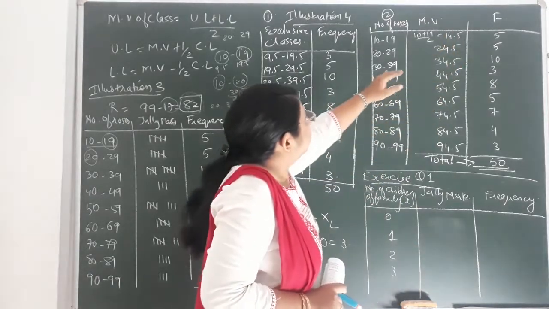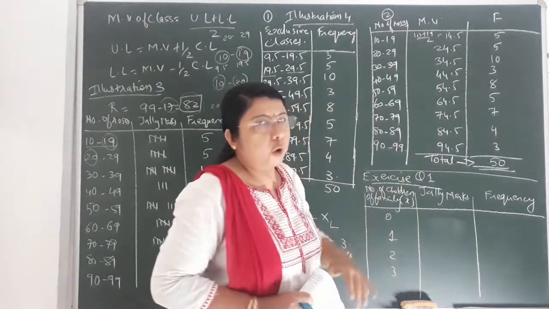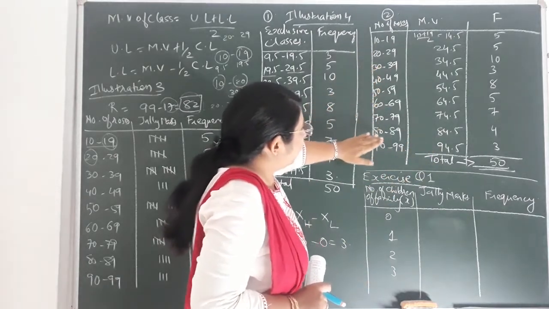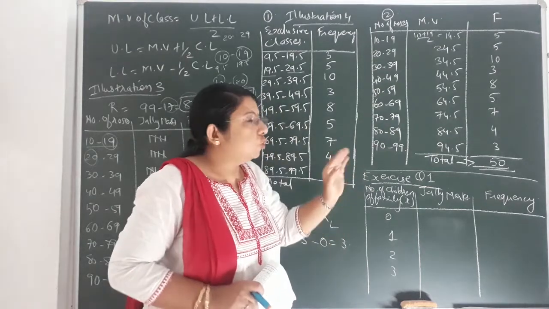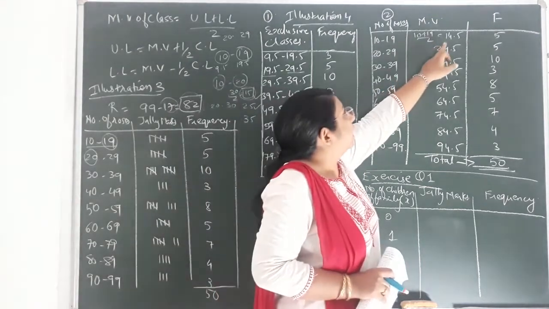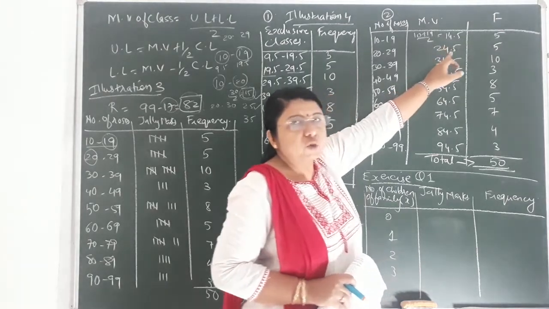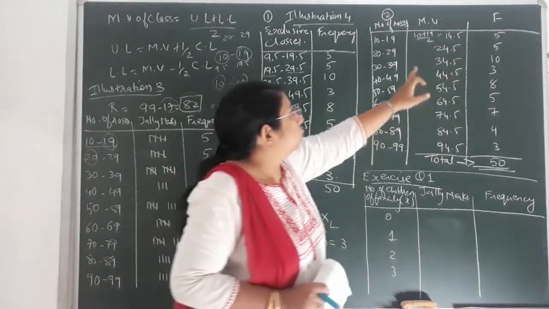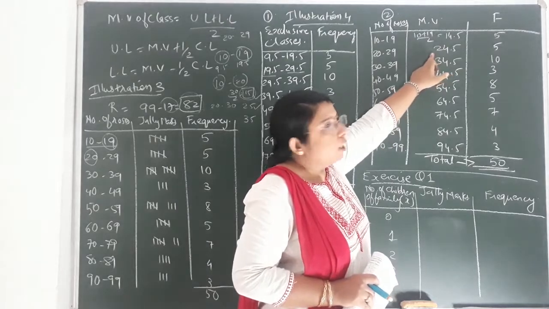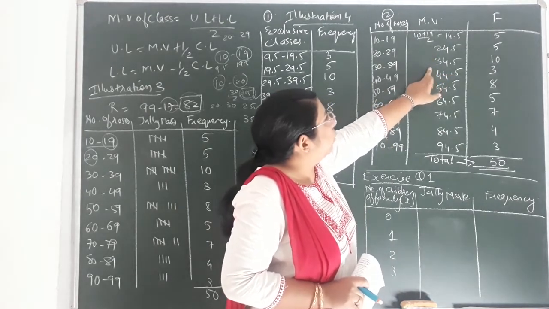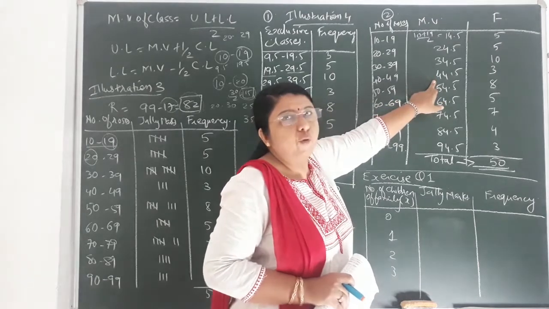Okay, now each and every time I have not applied the formula, because you can see the class length is equal amongst all the classes. So I will just add the class length to the first mid value. Over here 14.5 came as the first mid value. So I will do plus 10, then I will get 24.5. 24.5 plus 10, then it would come to 34.5. 34.5 plus 10, then it would come to 44.5.